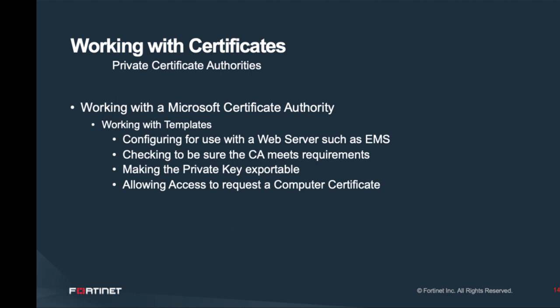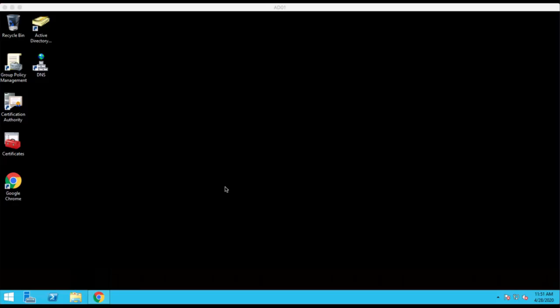We'll be working with two types of certificates. We'll be exporting the private certificate authority's certificate, and that'll be used on the FortiGate. And then we'll also need to create and export a web server certificate for use on EMS. The private certificate authority's certificate that we load on the FortiGate allows the FortiGate to trust the certificate that we're loading on EMS. Now, this is an Active Directory domain controller that I've set up to run Microsoft Certificate Services, and so it's a certificate authority.